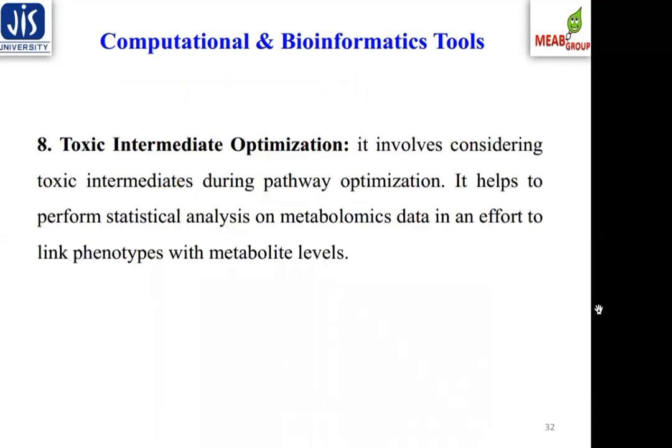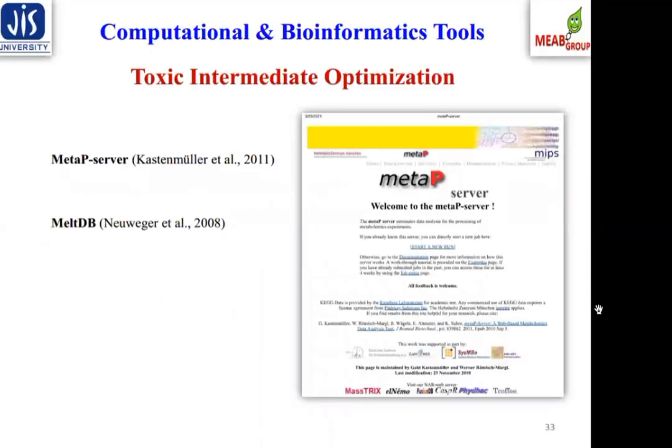The eighth one is toxic intermediate optimization. It involves considering toxic intermediates during pathway optimization. It helps to perform statistical analysis to determine significance on the metabolomics dataset in an effort to link the phenotypes with the metabolite levels. Only a very limited number of software are available that allow toxic intermediate optimization, including the MetaP server and the MELTDB database, that is MELT-DB.